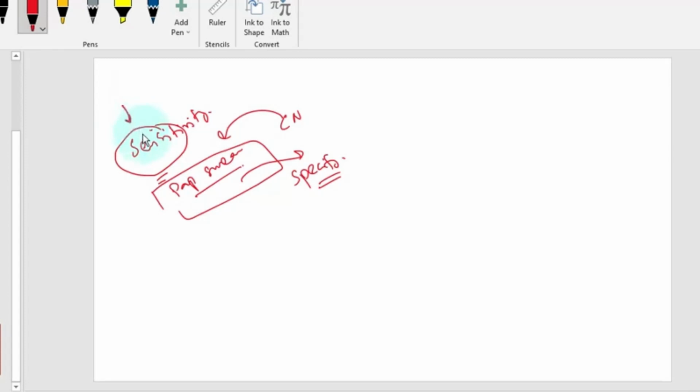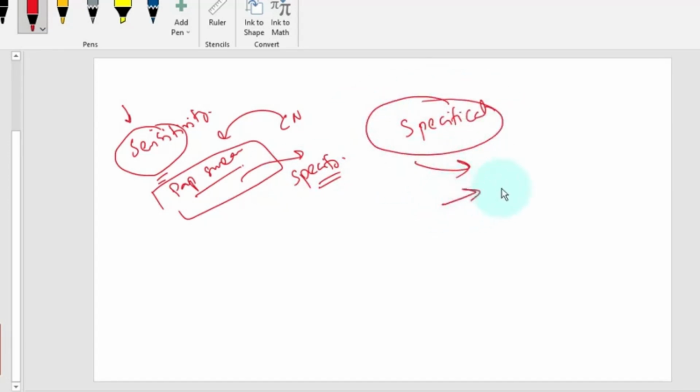Sensing something. But the other term is specificity. It specifies something. It pinpoints, sharp, like a sharp arrow. It pinpoints that this is there. Sensitivity shows us that there is something. Specificity shows what that thing is specifically.